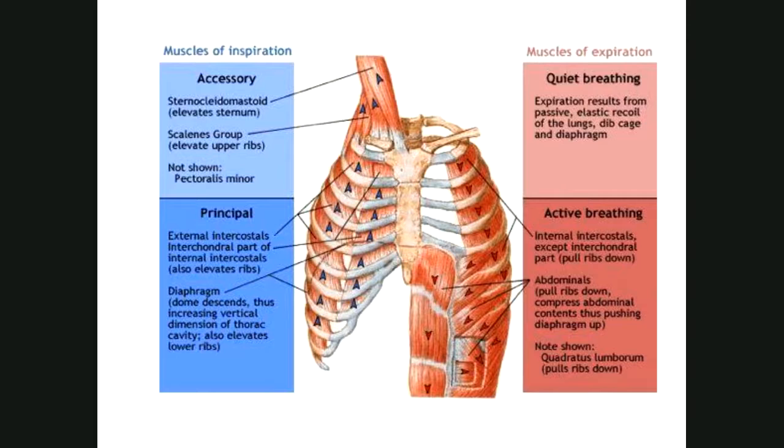So this figure shows you the same thing, the accessory muscles and the principal muscles in inspiration and expiration. The external intercostalis and the diaphragm are the principal muscles, while the accessories are the sternocleidomastoid, scalene, and pectoralis minor. In expiration, in quiet breathing, it is passive, depending on the elastic recoil, without any muscle contraction. But in active breathing, we are recruiting the internal intercostalis and the abdominal recti, which were mentioned before.